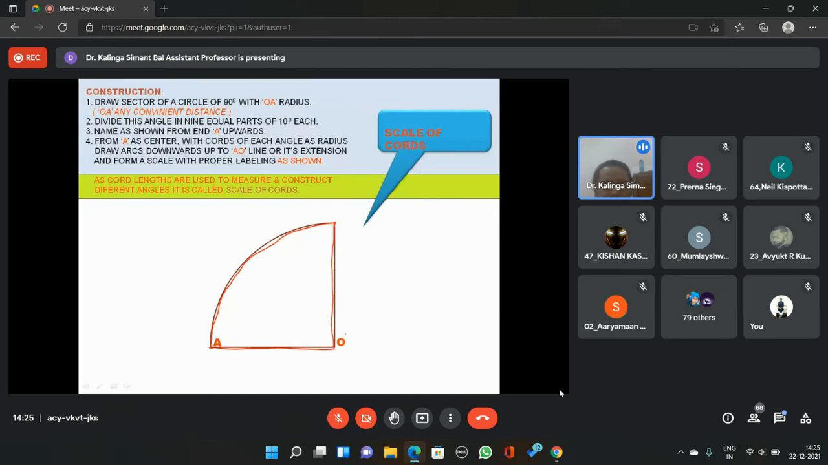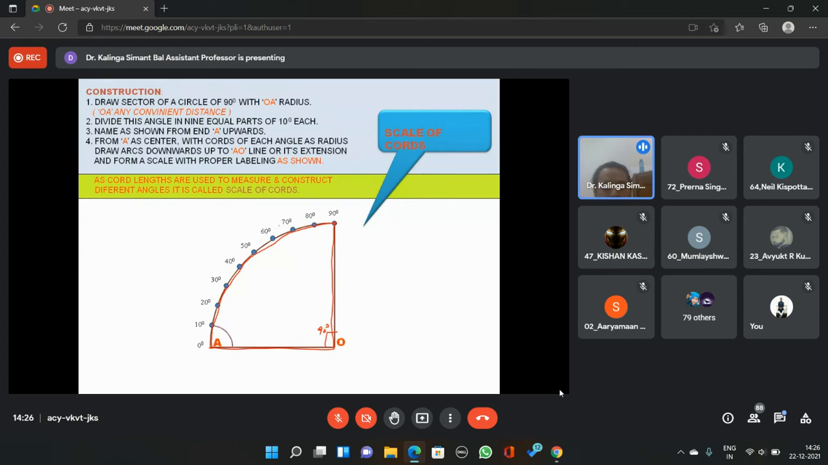Once this has been done, we divide this arc into equal angles. Because this arc subtends 90 degrees, we divide it into 9 equal divisions, which will show as 0 degree, 10, 20, 30, 40, 50, 60, 70, 80, 90. So each of the divisions shows a 10 degree advance.